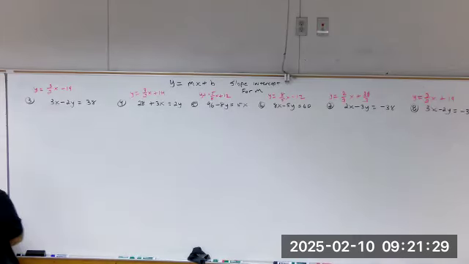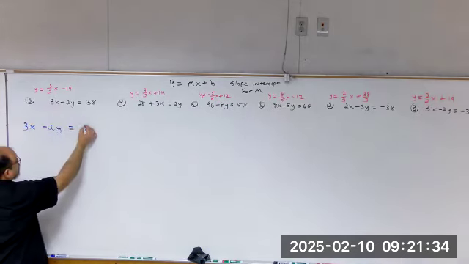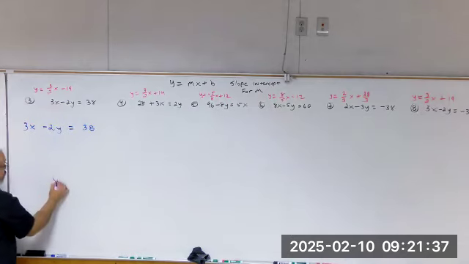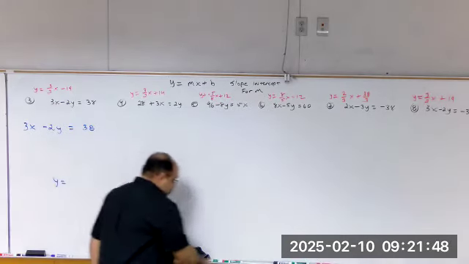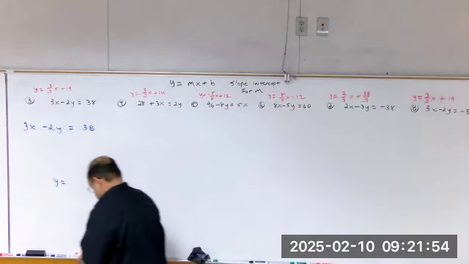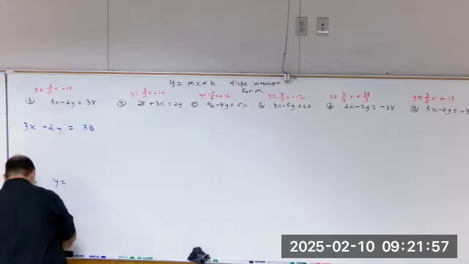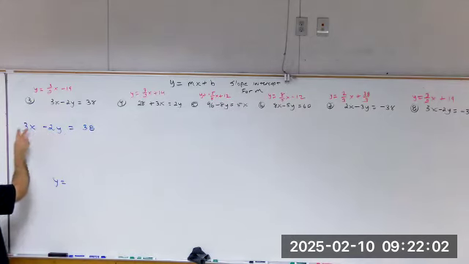So if we start with this first one, 3x minus 2y equals 38. Here's the goal. What is y? That's what I want. Well, y all by itself. Okay. So that means I want to leave this on the left. I want to bring this over to the right. Since that's a positive 3x, I'm going to subtract 3x from both sides.